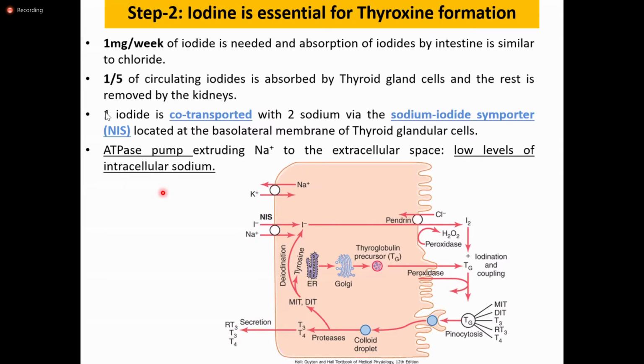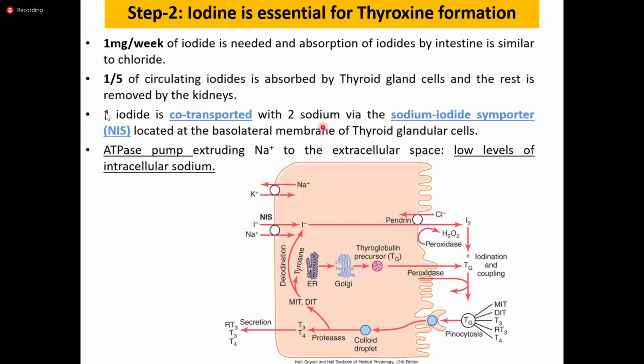We need about 1 milligram per week of iodide, absorbed from the intestine, and 1/5 of the circulating iodide is taken up by the thyroid gland and the rest is removed by the kidney. That's why you need your salt to be iodinated so that you can get at least 1 milligram per week. Otherwise, you may become hypothyroid because you don't have enough iodine in your food. 1/5 of it is going to be taken up by the thyroid gland. The rest of it, 4/5, will be excreted by the kidney.